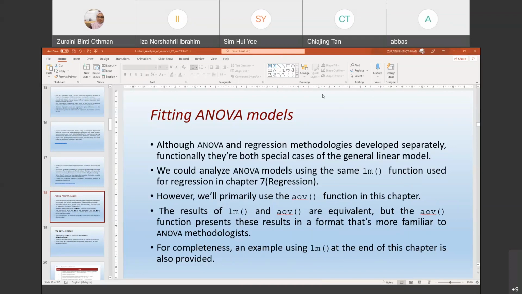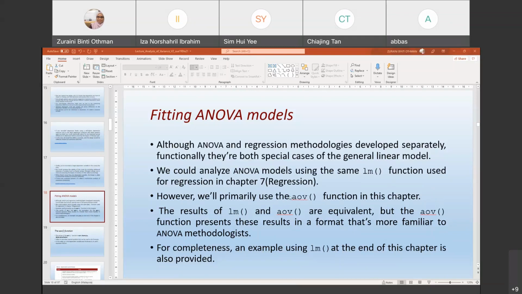Although Anova and regression methodologies were developed separately, functionally they are both special cases of the general linear model. We could analyze Anova using lm, the linear model function in R used for regression. This is from the book I attached in ULearn, chapter 7, where they discuss regression. However, we will primarily use the function for analysis of variance.